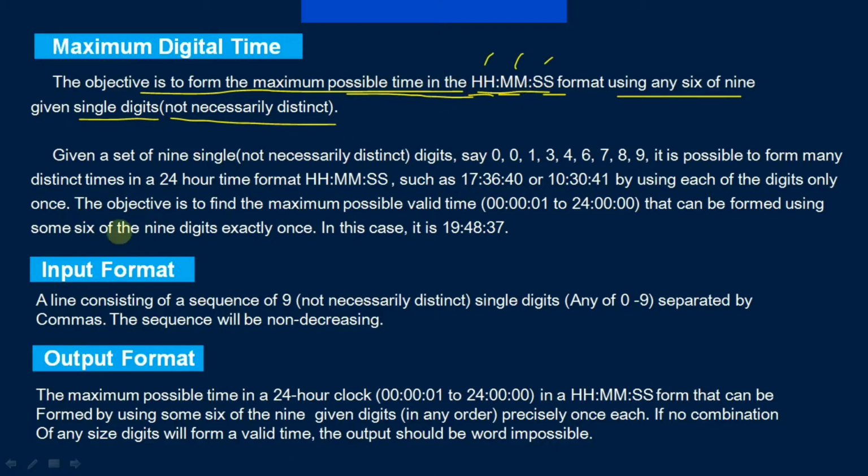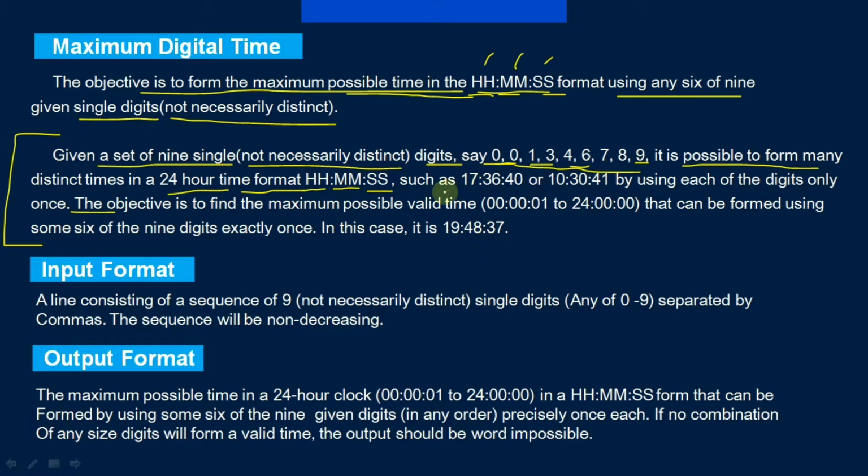For better understanding, let's go through this statement. Given a set of 9 single, not necessarily distinct digits, say the digits can be 0, 0, 1, 3, 4, 6, 7, 8 and 9. It is possible to form many distinct times in a 24-hour time format. The format is hours, then minutes and then seconds. So here 9 digits are given and they are not necessarily distinct. It can be distinct and it can be duplicates also. Using these 9 digits you can form distinct times in a 24-hour time format.